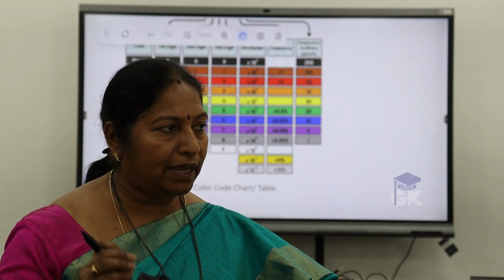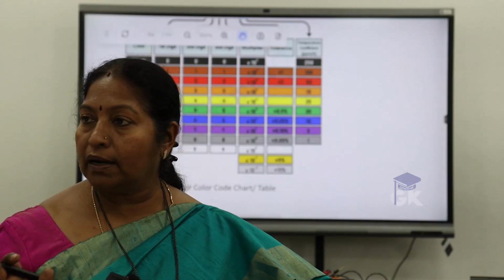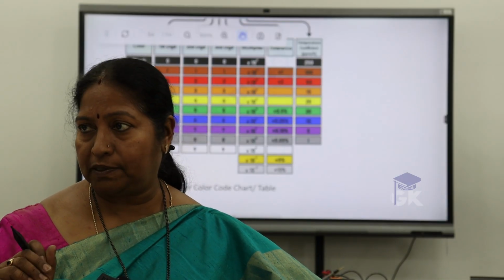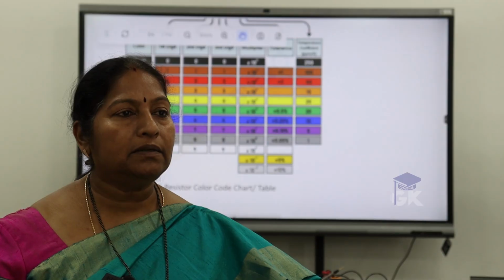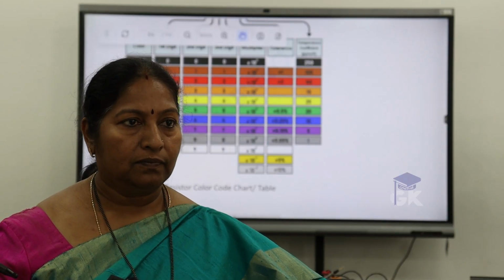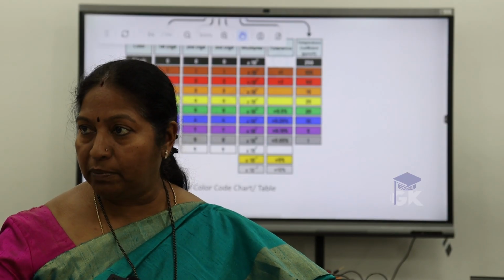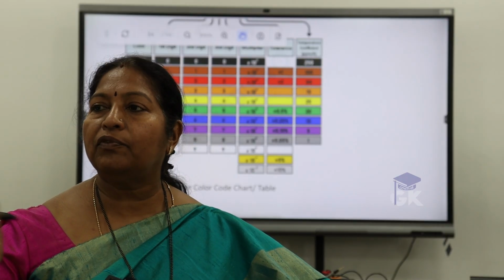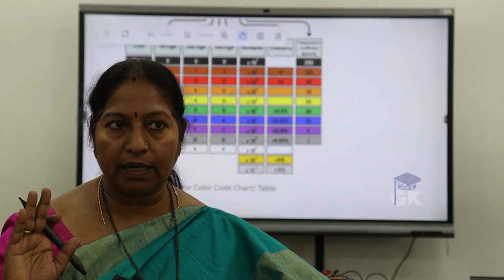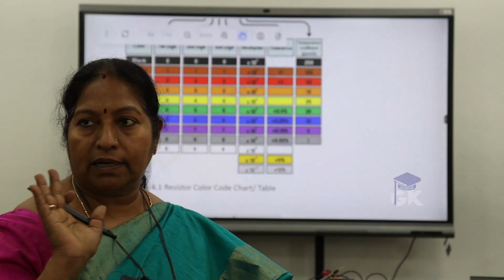See, the color code is giving it as 56. The tolerance has also been mentioned as 5%. So 56 plus or minus 2.8 ohms. Okay? So that means it may be 2.8 less or 2.8 more than 56. Got it now? Similarly, all your resistors are like this.